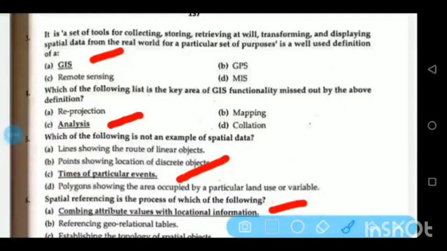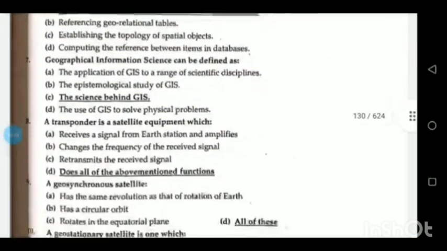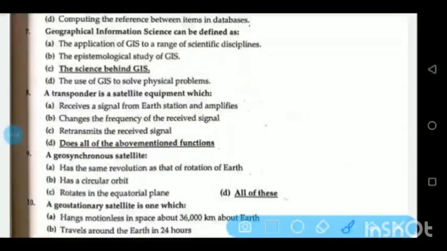Combining attribute values with locational information. Geographical information science can be defined as the science behind GIS. A transponder is a satellite equipment which does all of the above mentioned functions.